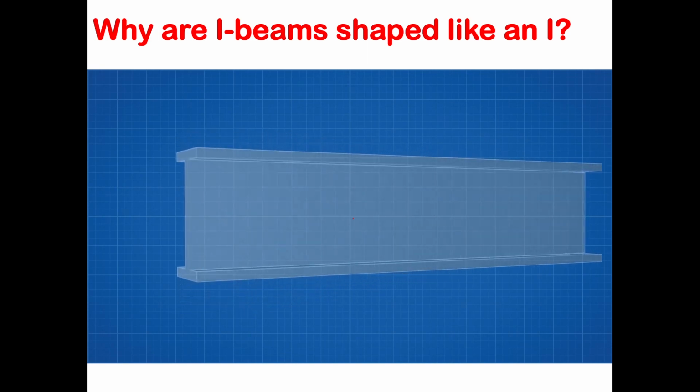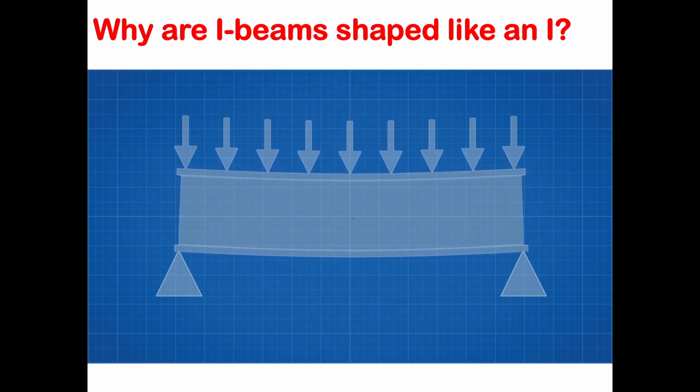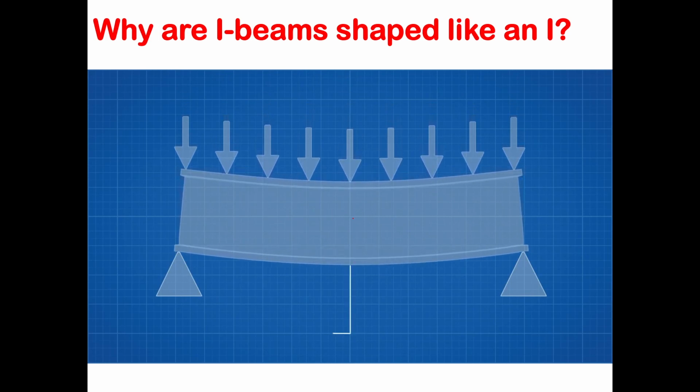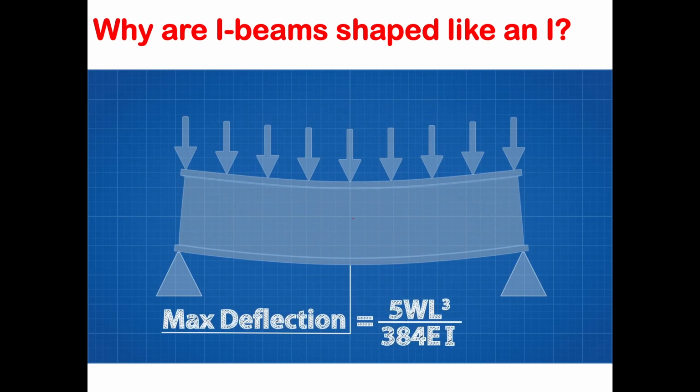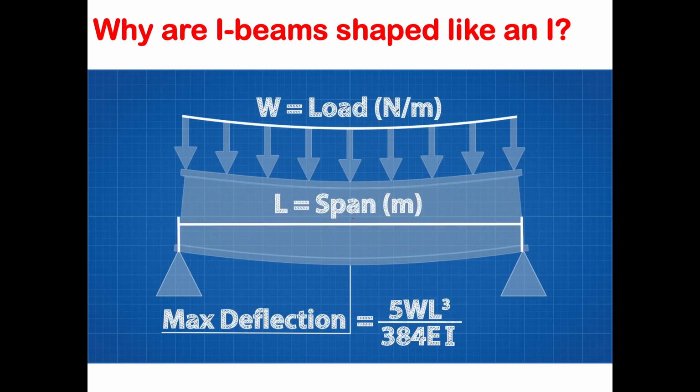Let's look at an I-beam supported on either end to understand more. When we apply a uniform load across this beam, the max deflection will occur here in the middle. We can calculate the deflection with this equation. This may look complicated, but it really isn't. W represents the uniformly distributed load in terms of newtons per meter. L is the span between supports.